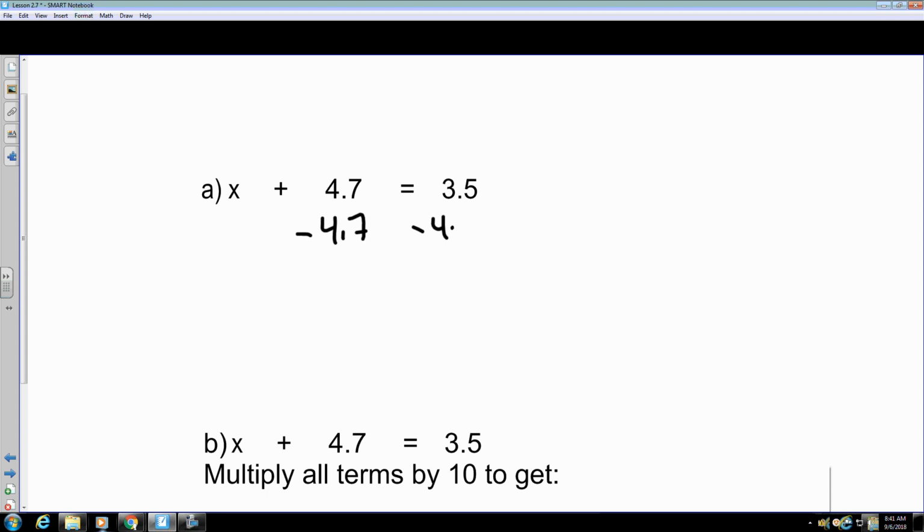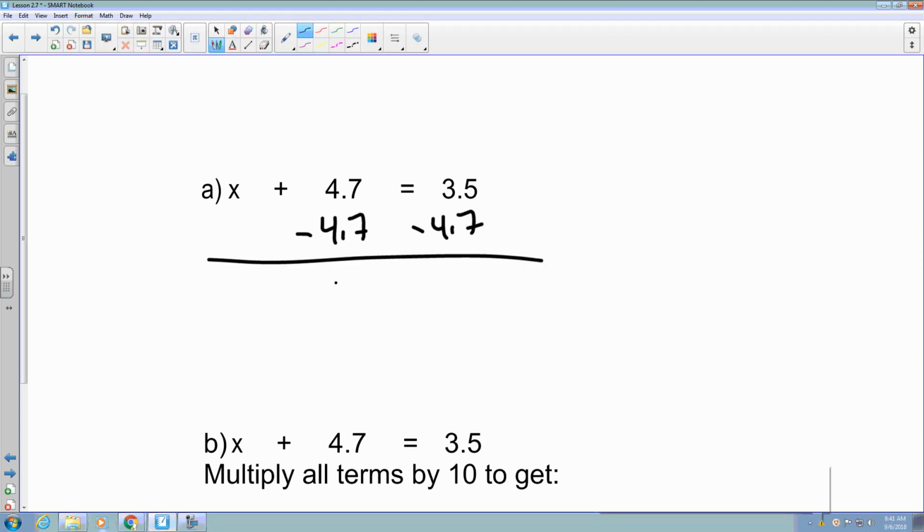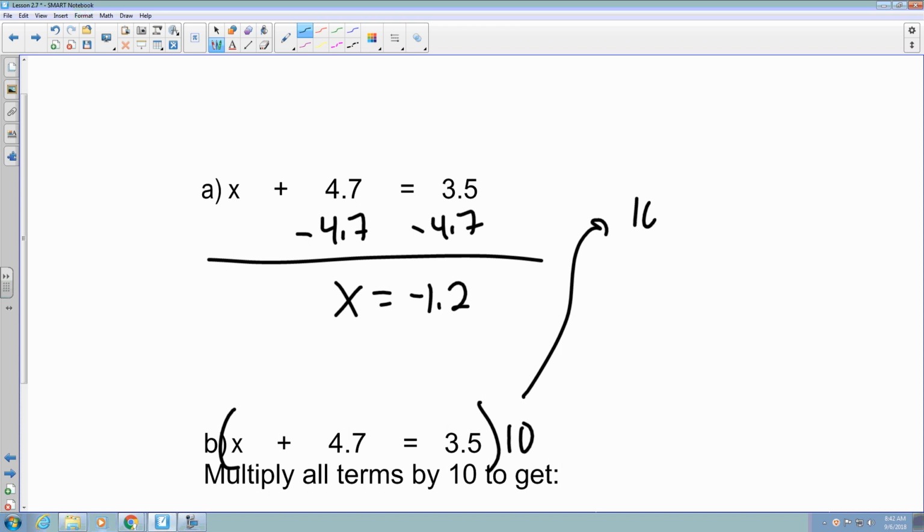that would mean that instead of subtracting 4.7 from both sides here, I get x equals 3.5 minus 4.7. I get negative 1.2. If you multiplied it out by 10, which means you just take right here and multiply everything by 10, which then turns into 10x plus 47 equals 35.